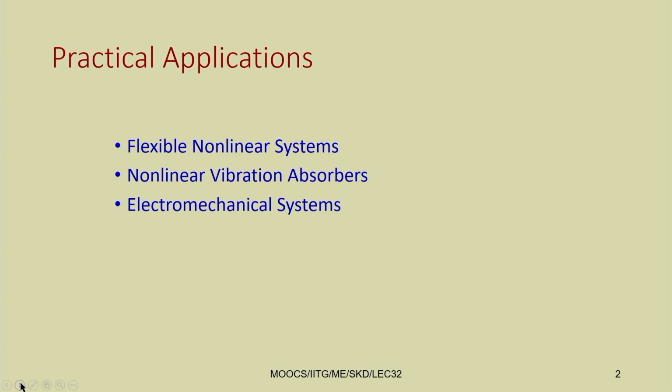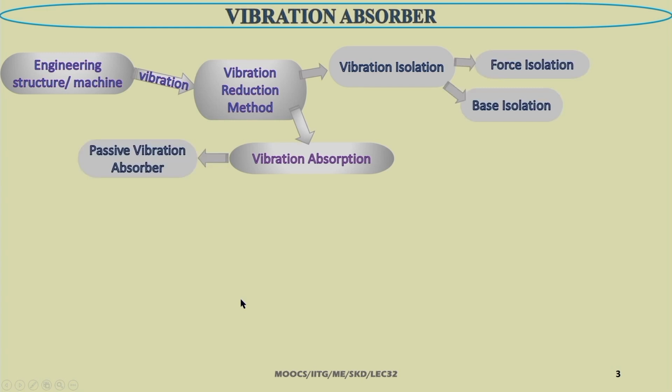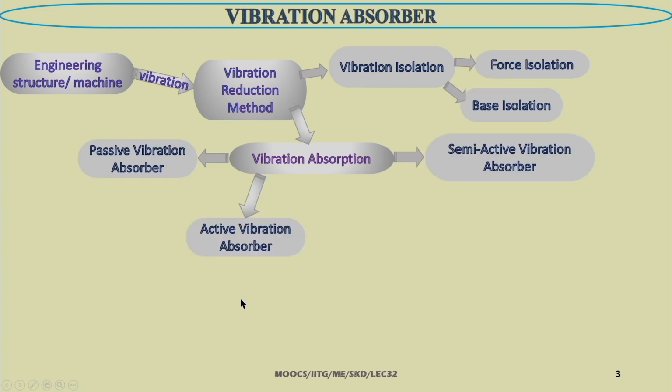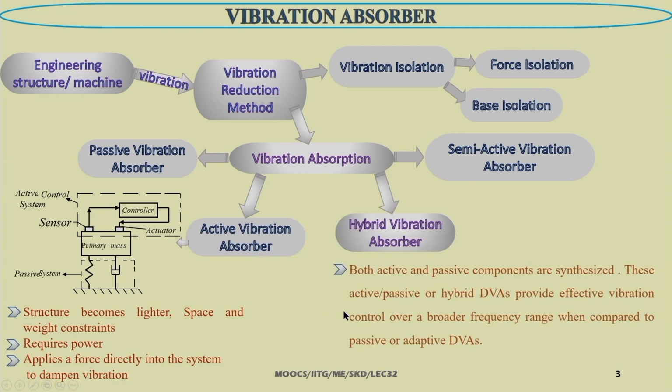In the second set of applications, we are discussing the nonlinear vibration absorber. Last class we started this nonlinear vibration absorber, and discussed many of its applications. We also discussed how it is different from vibration isolation, and what the passive vibration absorber, active vibration absorber and hybrid vibration absorber are.